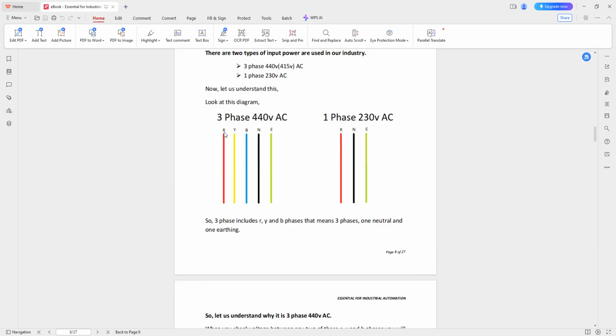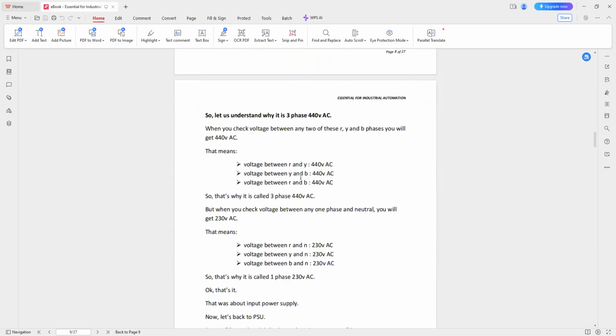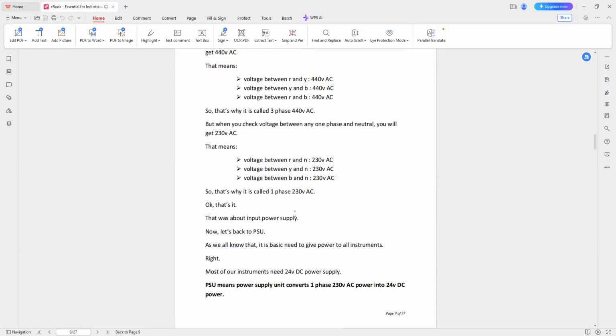If you measure between R and Y, it can be 440. If you measure between R and neutral, it can be 230. It's self-explanatory, so no need to deep dive into it. The voltage between R and Y is 440, between R and B is 440, and for 230, the voltage between R and neutral is 230. It's straightforward.